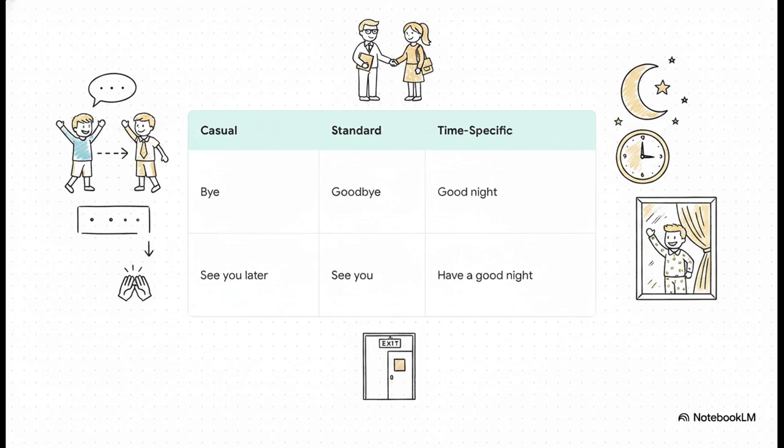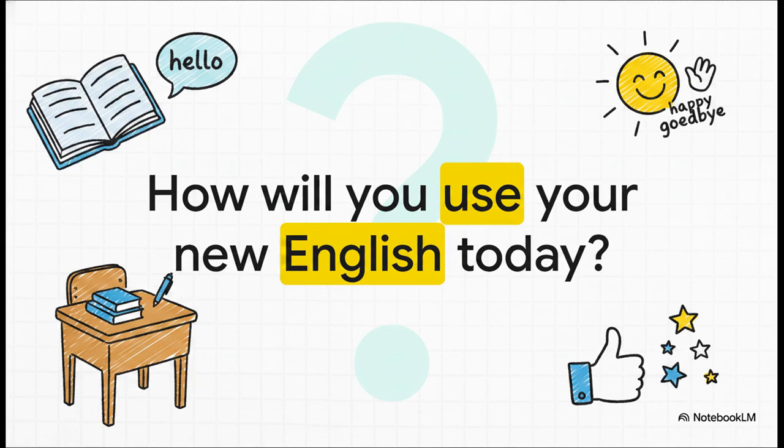Just like our greetings, farewells can be totally different depending on the situation. If you're leaving your friends, you can be casual and say, "Bye," or "See you later." A standard, polite way to leave the teacher is simply "Goodbye" or "See you." And if your class is in the evening, you can be time-specific and say, "Good night" or "Have a good night."